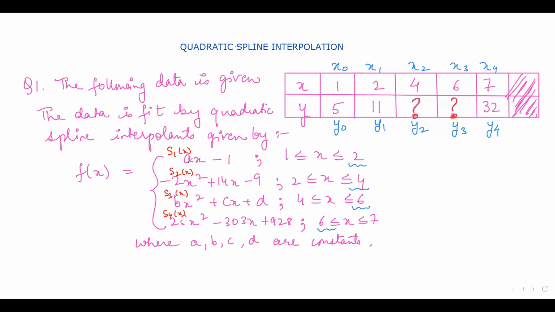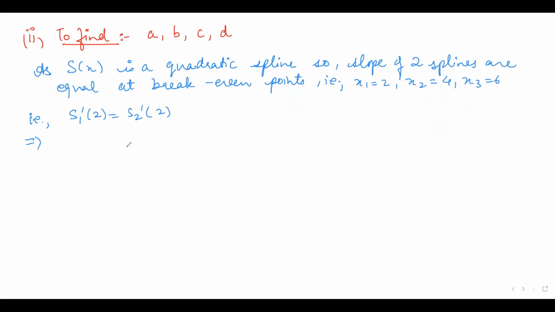S1 dash is just A, and we could find out the derivative of this as well. So let me just, S1 dash, A, is equal to minus 4x plus 14. So I need to put x is equal to 2. I'll just put it in another step. So A is equal to minus 4 into 2 plus 14. So I'll get A is equal to 6.